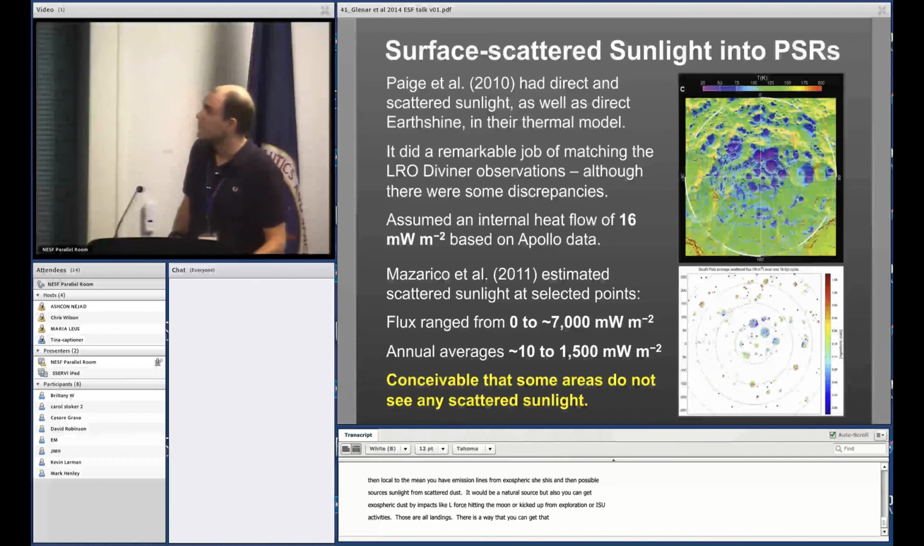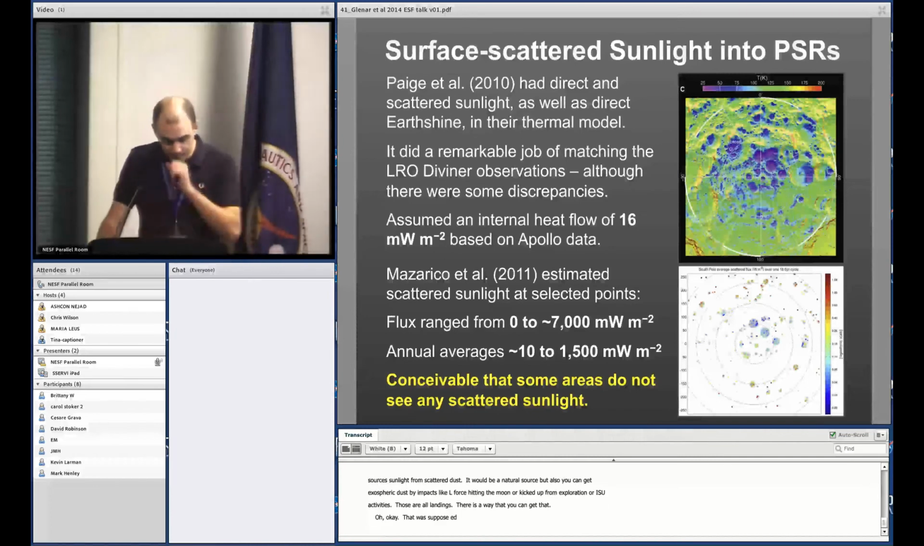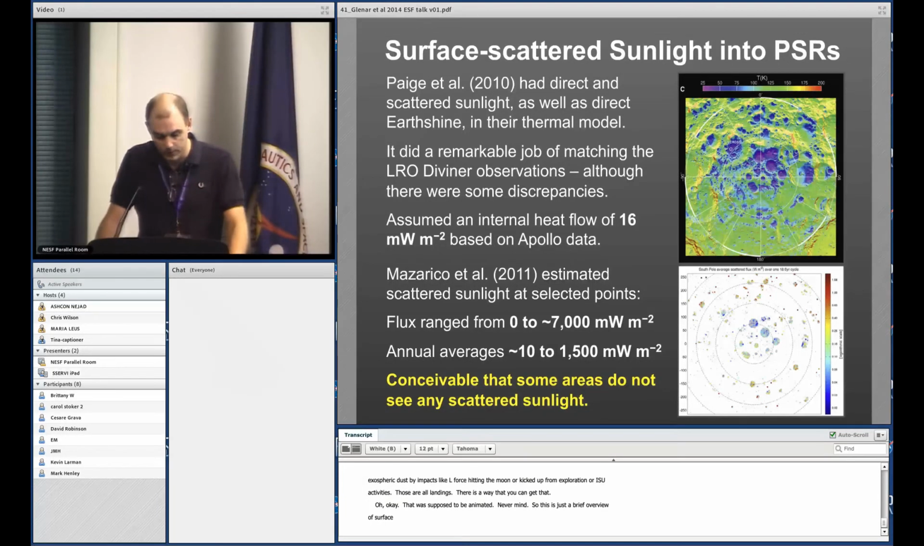Oh, okay. That was supposed to be animated, but never mind. So this is just a brief overview of surface scattered sunlight into PSRs. People have looked at this pretty well already, so we don't go into it too much.